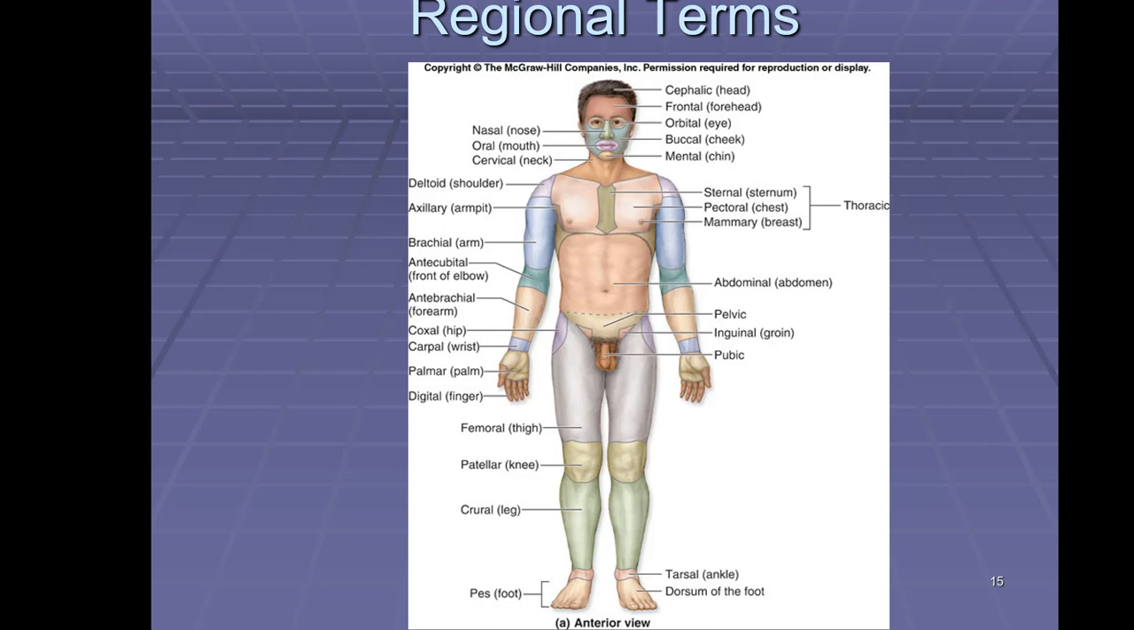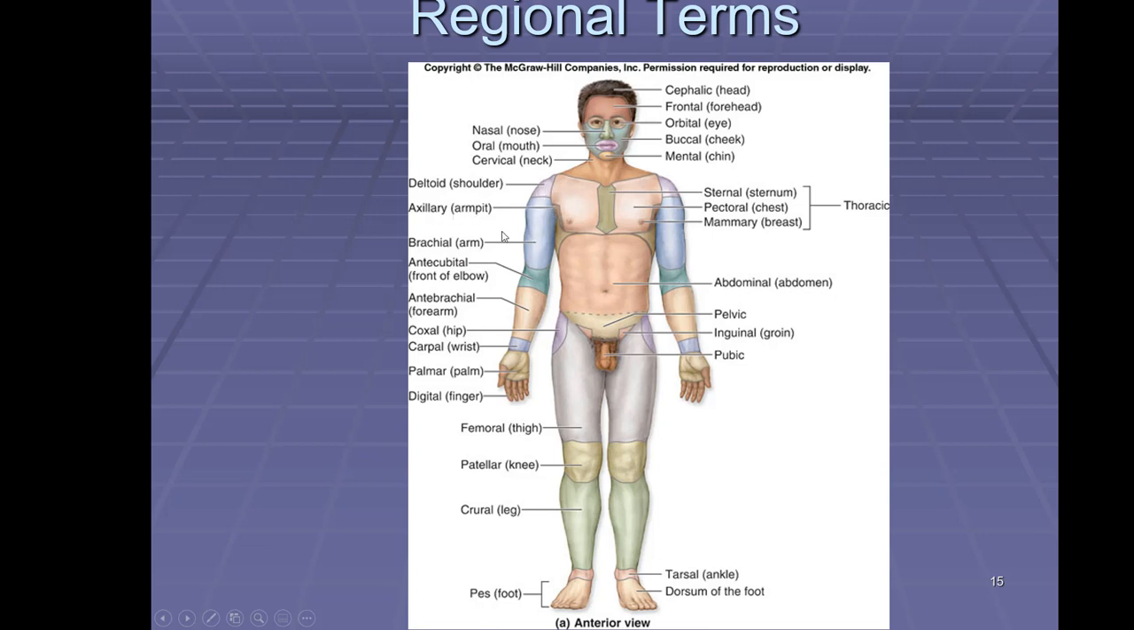All right, here's some regional terms, and I'm going to run through these, and you should definitely know these. These will become second nature throughout the semester. But some of these are going to be obvious, some are going to be a little bit strange. So nasal refers to the nose, oral, mouth. Cervical refers to the neck region. So we have cervical vertebra. Deltoid refers to the shoulder. I think we have deltoid muscles out there.